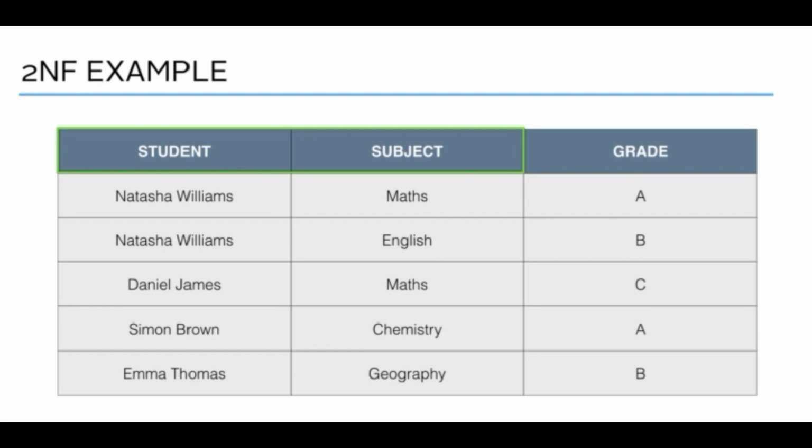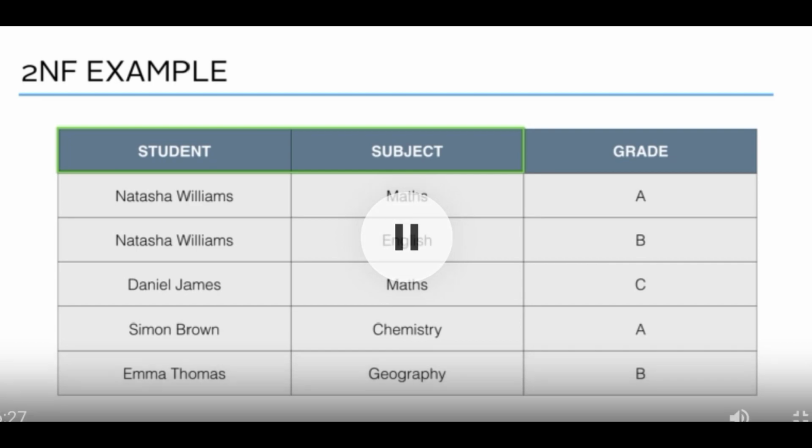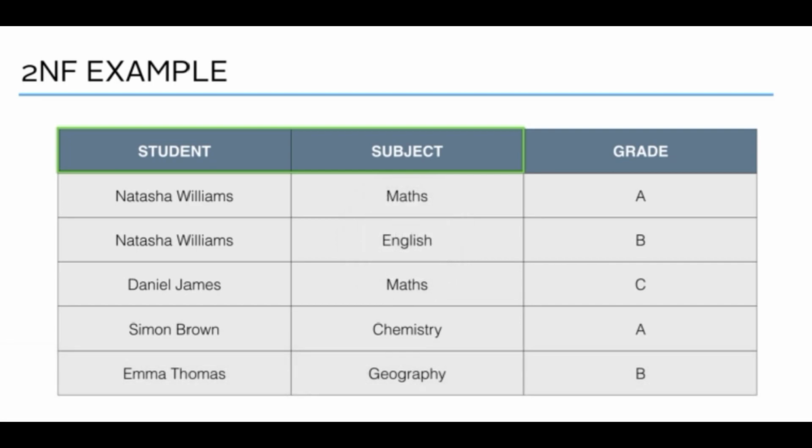Now we need to check whether this table is in second normal form. First let's check if it's in first normal form. Yes, there's no repeated rows of data, every row is unique, and every column only has one value. We also have a primary key. It's the same primary key, student plus subject. Now we need to check whether it's in second normal form. Actually we've already checked for the grade column. Yes, it's dependent on the whole of the primary key. We need the student name, and we also need their subject to be able to tell what grade they got. So yes, this table now follows second normal form.